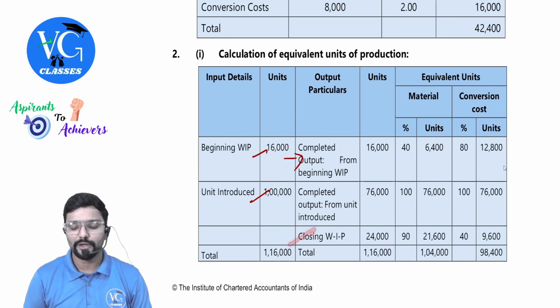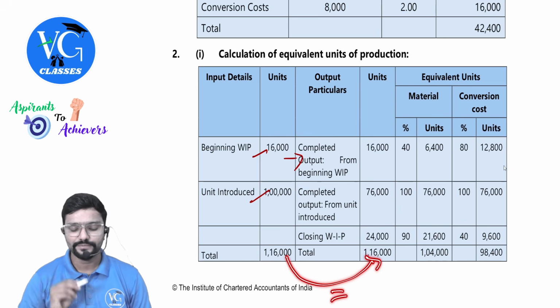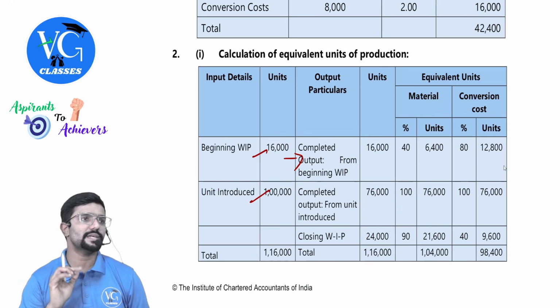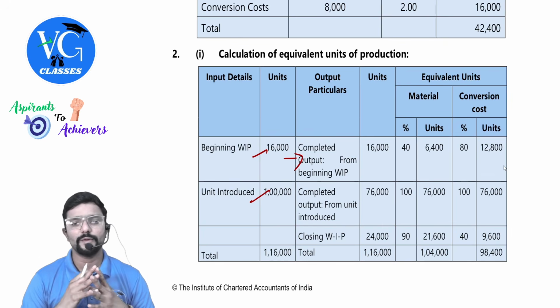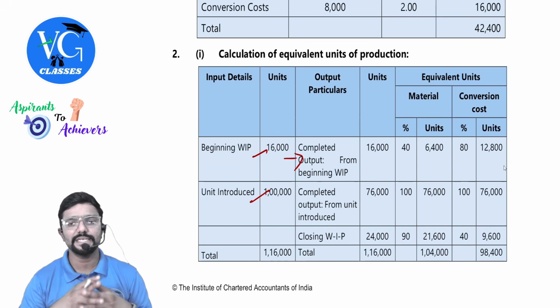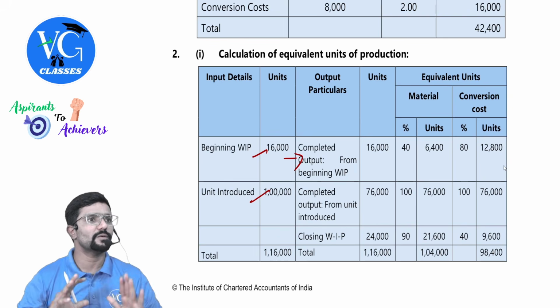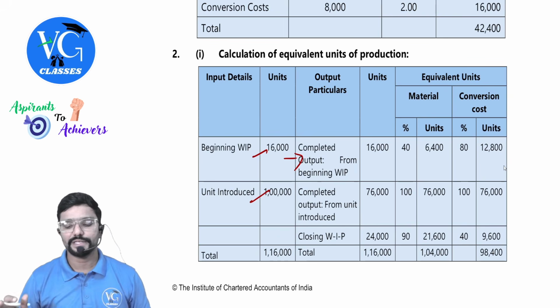Coming to closing WIP, how much is that? 24,000. Just check, is input equal to output? 116, 116? Yes, that means there is no abnormal loss, and no normal loss also. Very good. And with respect to closing WIP, what is the degree of completion? Material 90% and conversion cost 40%. That is the work done we have to take, because this is the closing work in progress cost.